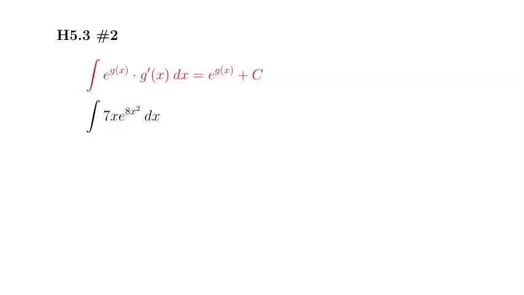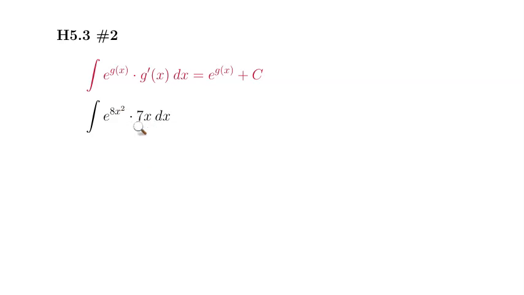So I'm going to rewrite this, taking the e to the 8x squared and putting it in front of 7x. So it's going to look like that, right? I put that in front. Then we would like to have a g prime here, but the derivative of 8x squared would be 16x, not 7x.